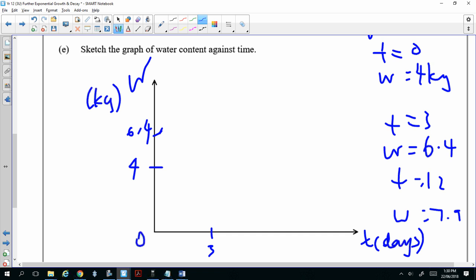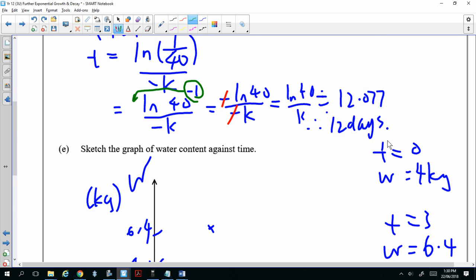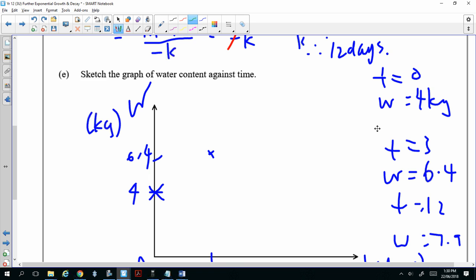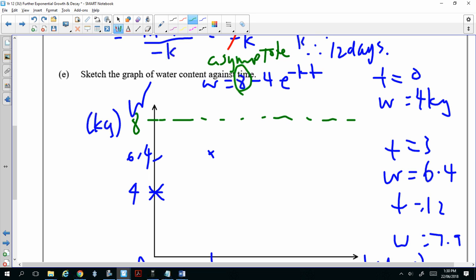So like before, the asymptote is always the constant term. So if you look at the formula, W equals 8 minus 4 e to the power of negative kt. This number here is your asymptote. So you go to 8 and draw a dotted line. Okay, and then you're going to draw this, and it's approaching this dotted line. Okay, that's it. So that's all done.